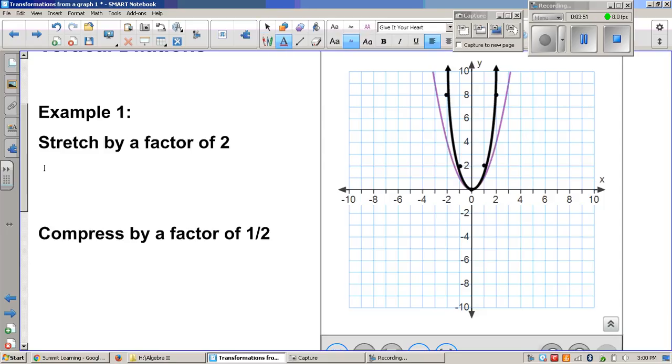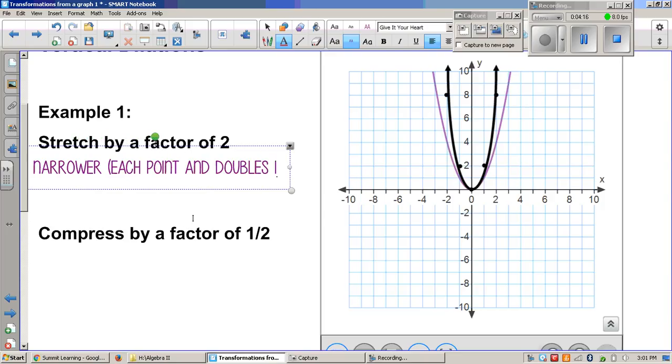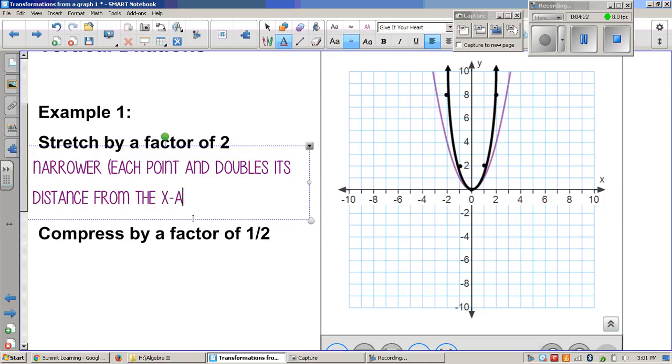You may not have to do this on the content assessment, but just so that you know different words, if you see them in a context, you kind of know what they're talking about. I would say this is narrower than the purple function. It takes each point and doubles its distance from the x-axis.